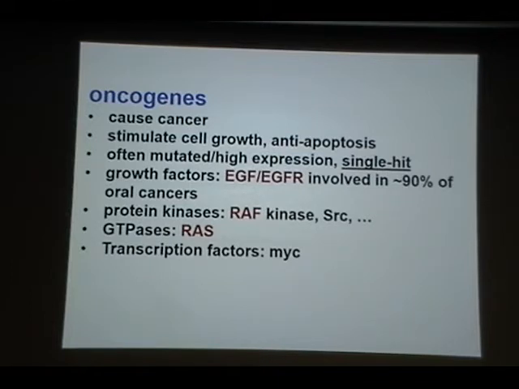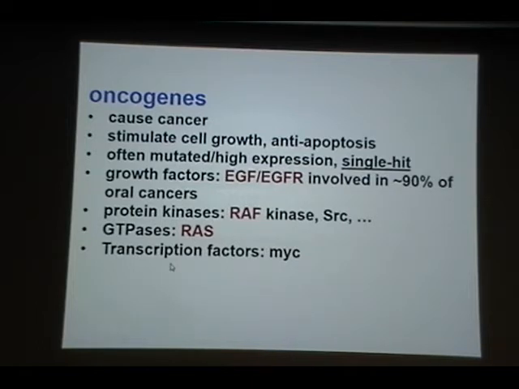We tried really hard to knock out, to kill the EGFR receptor in cancer cells. The interesting thing is, once we knock out the EGFR gene in oral cancer cells, all of a sudden, all the oral cancer cells are dead. Those oral cancer cells really need EGFR, the growth factor receptor, to maintain their growth and proliferation ability. Other oncogenes include protein kinases, called RAF kinase, SRC, GTPases like RAS, and transcription factors like MYC.